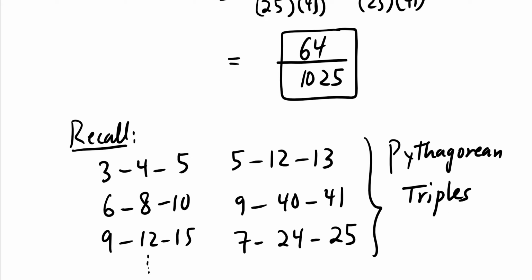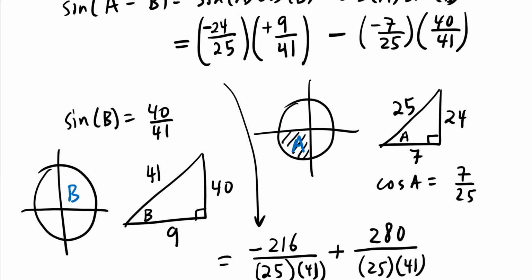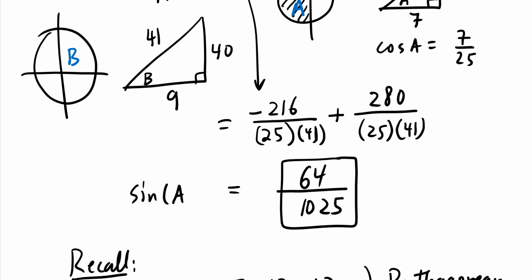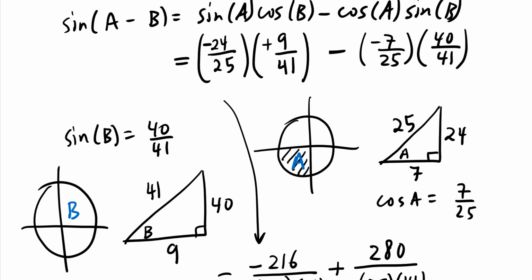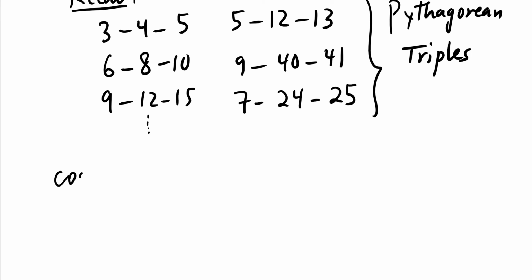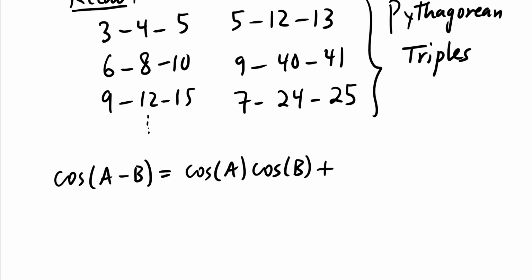So we found sine a minus b. So this was sine a minus b. So now we need to find cosine a minus b. What is cosine a minus b? Well, let's write the formula down. Cosine cosine plus sine sine. CCSS.